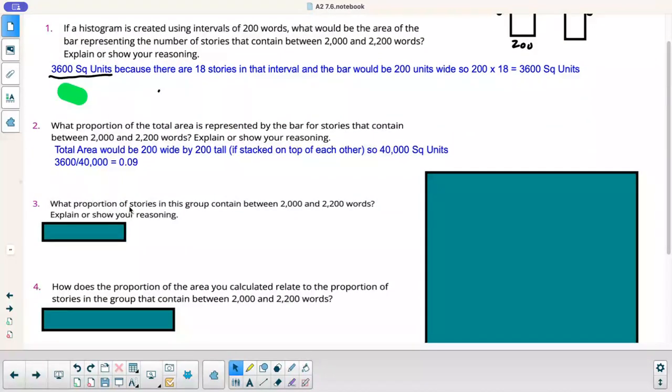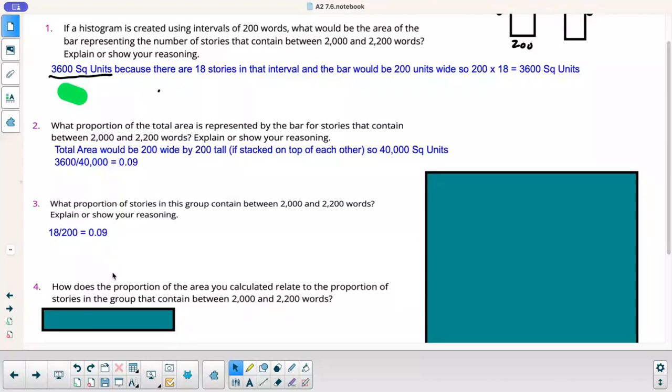What proportion of stories in this group contains between 2,000 and 2,200 words? So what proportion of stories? So this one's a little bit easier. We only had 18 stories out of 200. So we're not doing the proportion of area. We're just doing the proportion of stories. So that's 18 over 200, which is 0.09 again.